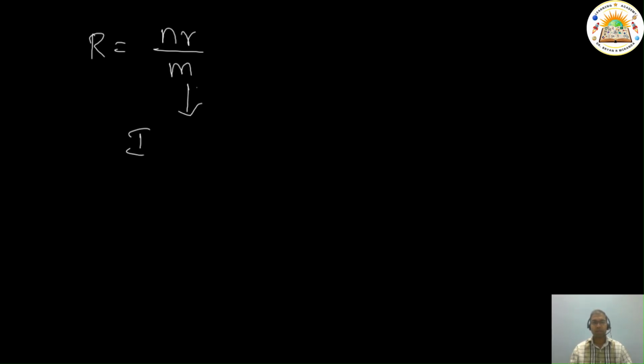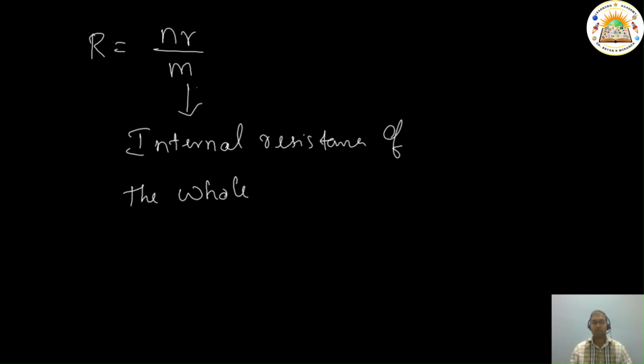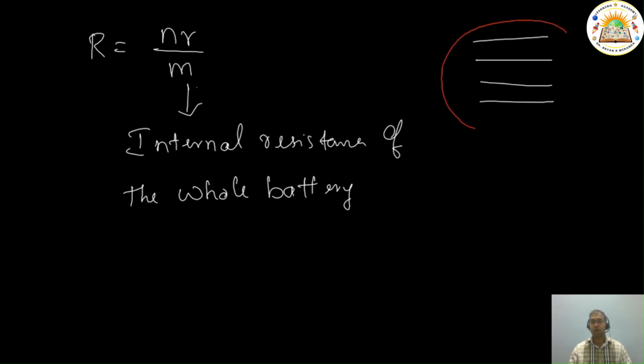But what is this nr by m? It is the internal resistance of the whole battery. That is, we had series cells or batteries which were in series, then in parallel. So this entire system constituted one huge cell. So this nr by m is the internal resistance of that whole battery.